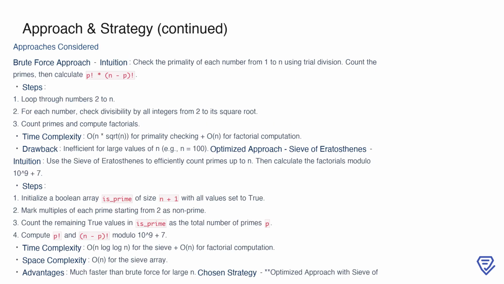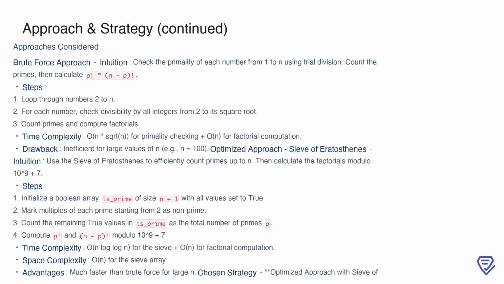When considering approaches to solve this, we can start with a brute force method. The idea here is simple: loop through all numbers from 2 to n and check whether each number is prime by verifying divisibility by all integers up to its square root. Once we count the primes, we compute the factorials for both the prime and non-prime counts to get the final result. However, this method has a significant drawback.